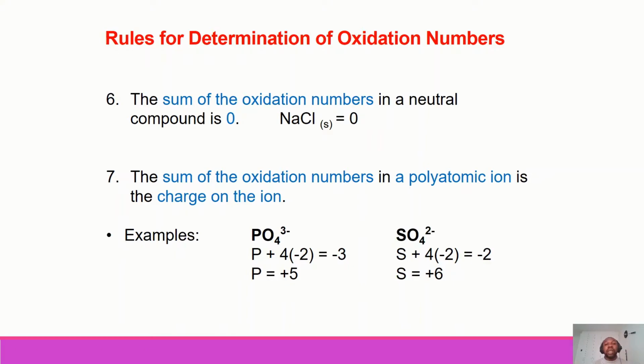The sum of oxidation numbers in a neutral compound is 0. So when you have a compound, for example sodium chloride, when you sum the total oxidation number together, it has to give you 0. The sum of oxidation numbers in a polyatomic ion is the charge on the ion. So for example, if you see PO4 3-, the oxidation number of this polyatomic ion is -3 because of the charge on top of it. This one is also going to be -2. So remember this is the difference between them. When it is a neutral compound, it is 0. But when it is a charged compound, then the oxidation number is going to be the charge that is on it.